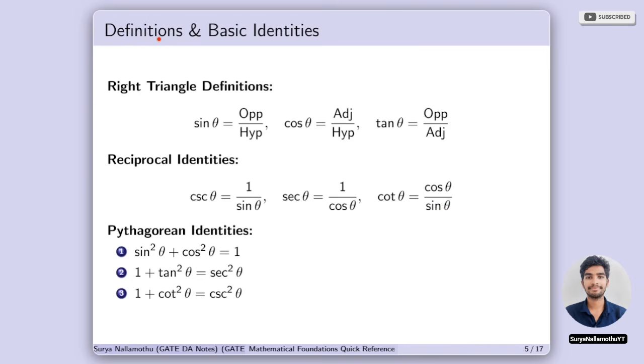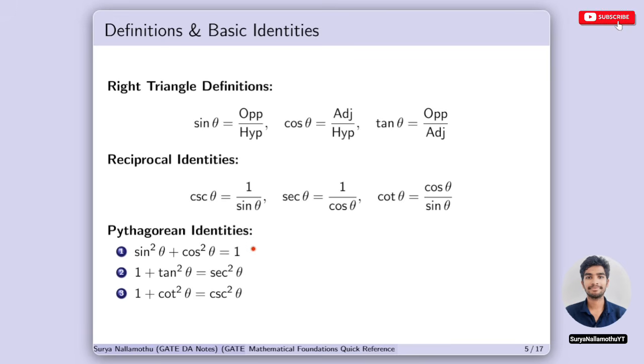Next, the definitions and basic identities. For the right triangle definitions: sin theta is equal to opposite side by hypotenuse, cos theta is adjacent side by hypotenuse, and tan theta is opposite side by adjacent side. For the reciprocal identities, cosecant theta is equal to 1 by sin theta, secant theta is equal to 1 by cos theta, and cot theta is equal to cos theta by sin theta. We know the trigonometry formulas, right? These are the trigonometry formulas you learned in 10th class or the intermediate-related topic.